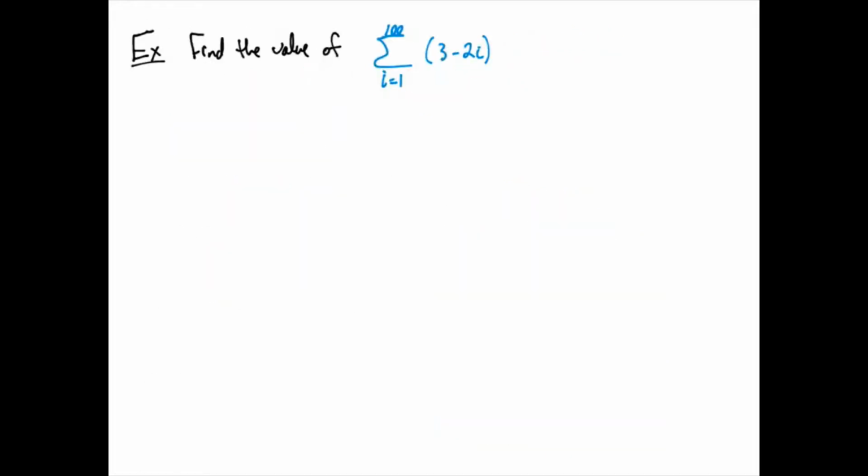All right. Our first example says to find the value of sigma from 1 to 100 of 3 minus 2i, and we're actually going to square this.